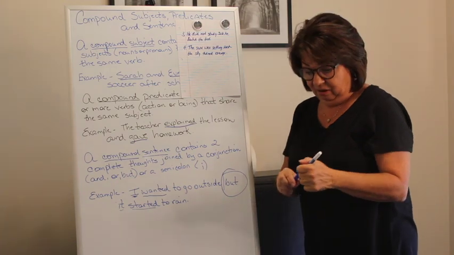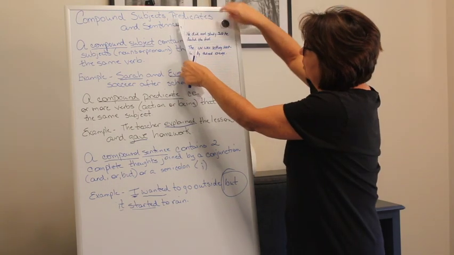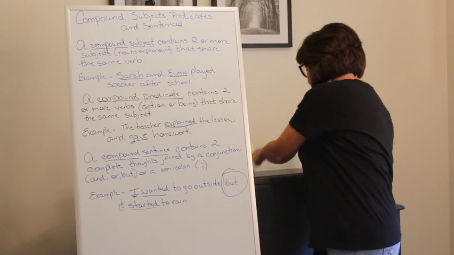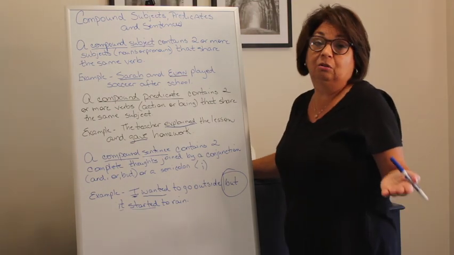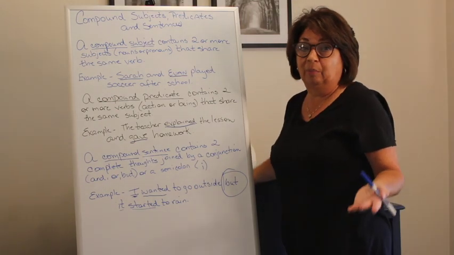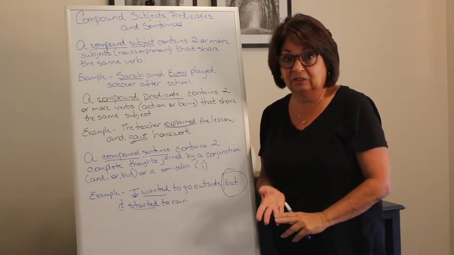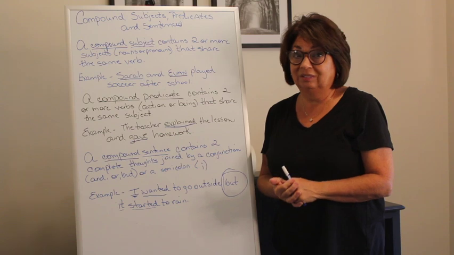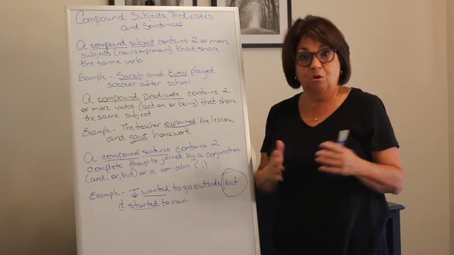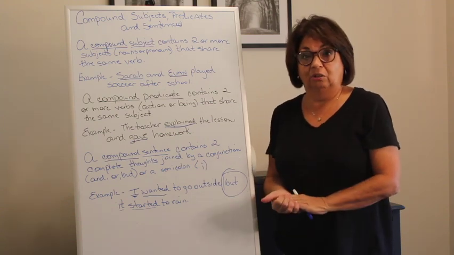All right, guys, a lot of information, but it's all pretty straightforward. Remember, compound simply means two or more. So a compound subject has two subjects, a compound predicate has two verbs in the sentence. A compound sentence is going to have two complete sentences joined by a conjunction.